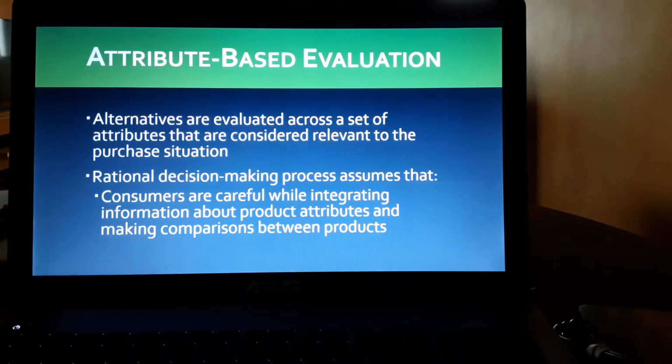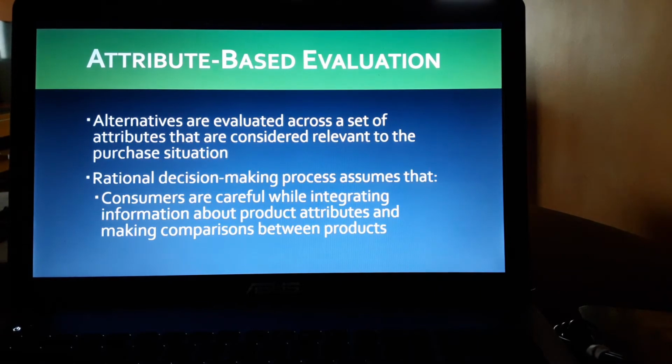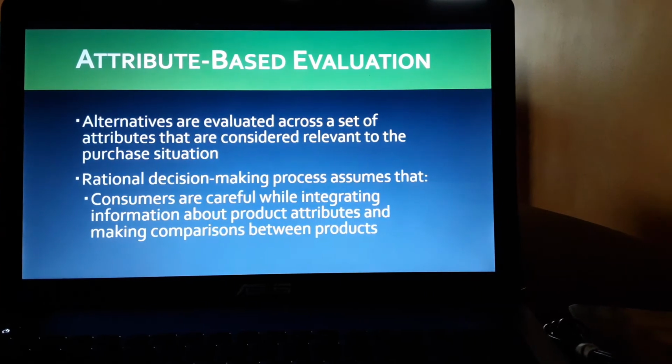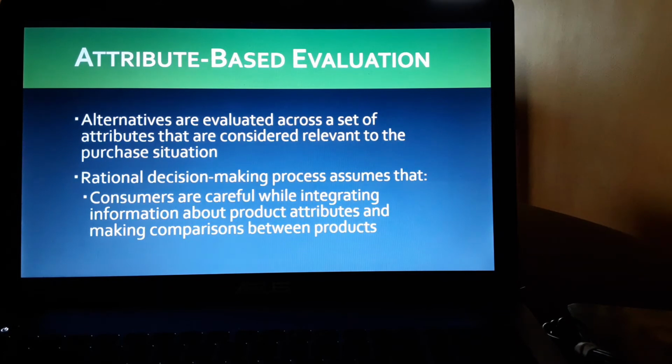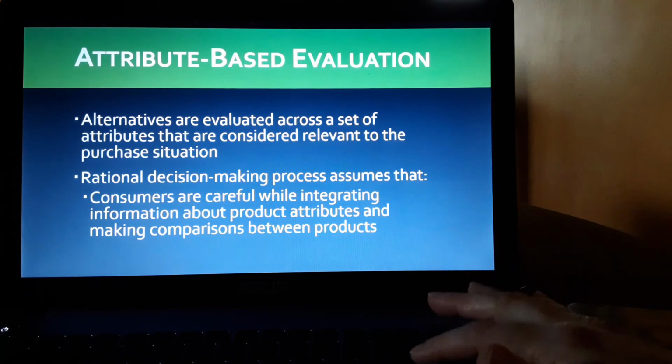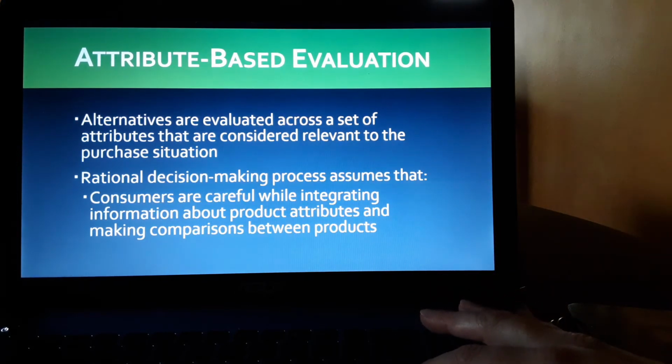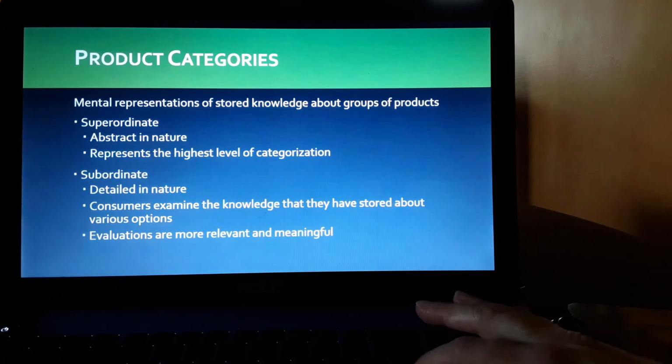Okay, so this idea of rational decision-making assumes that consumers are careful while integrating information about product attributes and making comparisons. So this is the assumption, that people are rational and very careful. But sometimes they are, sometimes we are, sometimes we're not. Some people are more so than others. So it sort of depends. But it's important to understand this idea of rationality and bounded rationality when it comes to decision making.